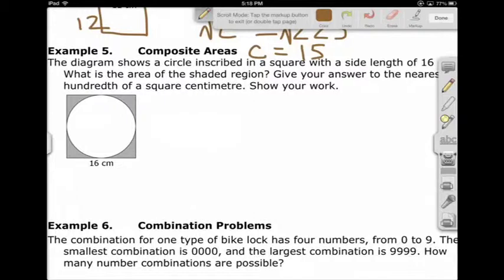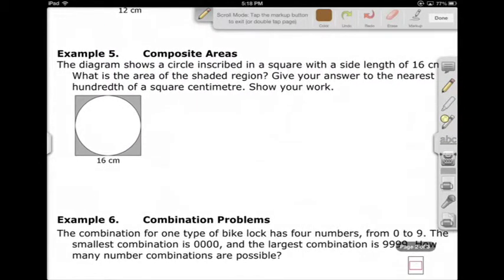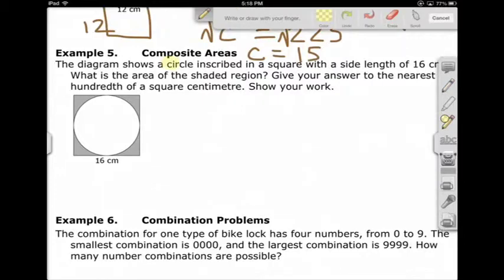Composite areas. Composite is just a fancy word which means two things, so two things being considered in an area question. A circle inscribed with a square. What the heck does that mean? It means inscribe, right? Like scribble. There's a circle inside of that square.